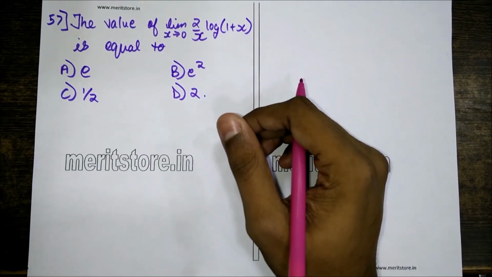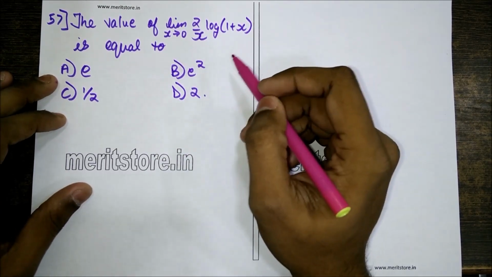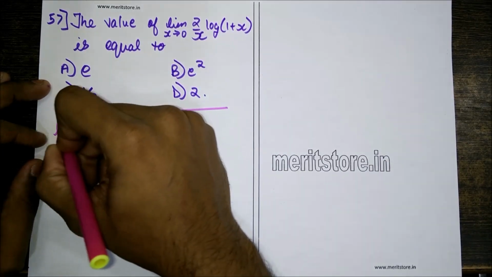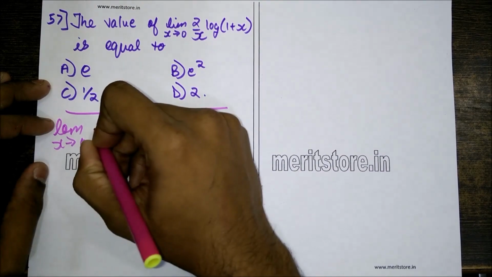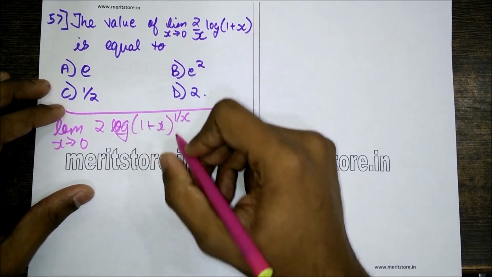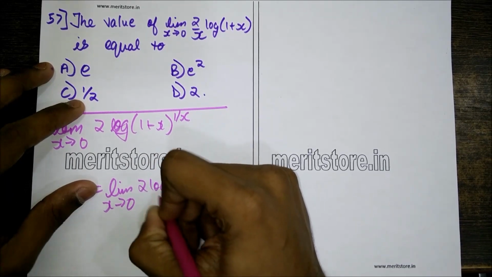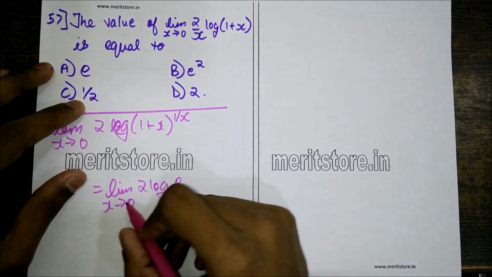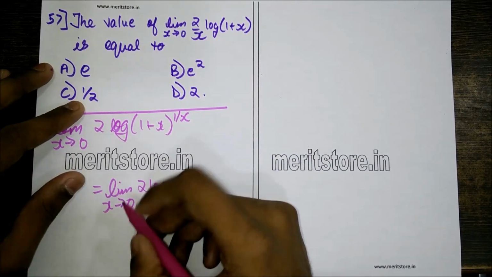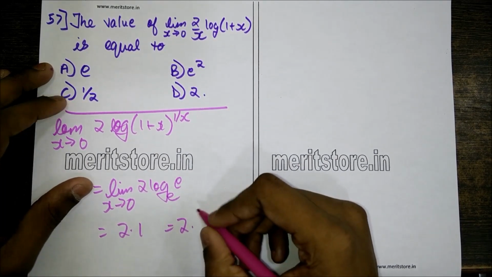The value of limit x tends to 0 of 2 by x log of 1 plus x is equal to a) e, b) e square, c) 1 by 2, or d) 2. So we could write this as limit of x tends to 0 of 2 into log of 1 plus x raised to 1 by x, which gives us limit of x tends to 0 of 2 log of e to the base e. Now log e to the base e is 1, and when we apply limits x tends to 0, we get 1 into 2, which is 2. That is option D.